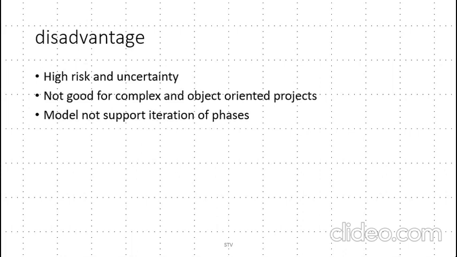So the V model is useful for stable techniques, and changes are not acceptable. This model does not support iteration of phases. It does not easily handle concurrent events. Iteration of phases means that once we complete our system design, then we cannot go back to the previous levels of that design.